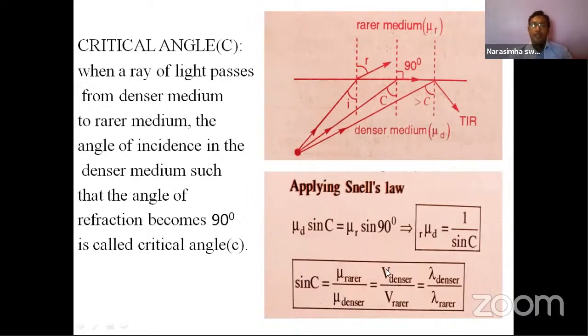And the relation between the velocity and the refractive index: look at this, both are inverted here. So mu is rarer here, and v is denser, and lambda is also denser. Observe this equation. In the afternoon we are going to solve problems from this.